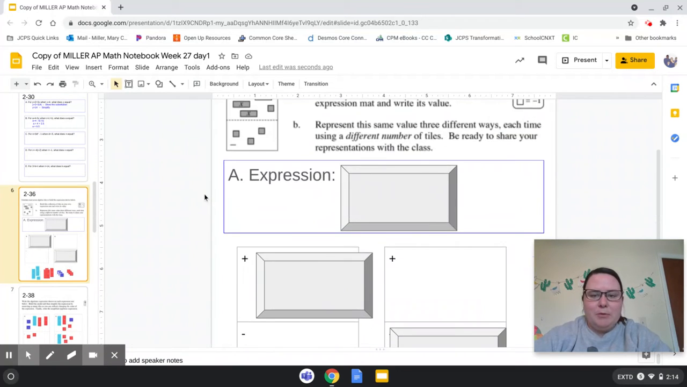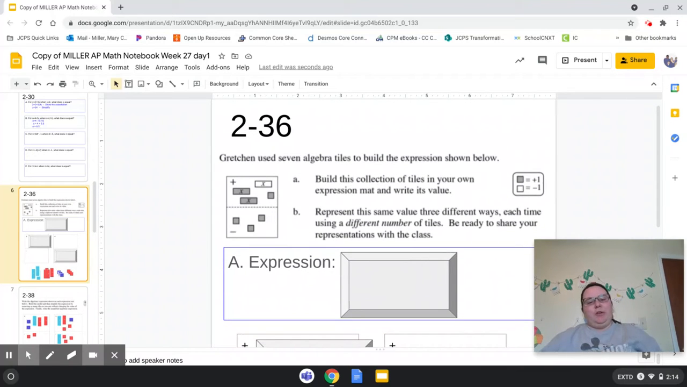Okay, so problem 2-36 is the next problem that we're going to do. And now we're talking about algebra tiles to build various expressions. We've been working on this. This is just kind of a continuation of what's going on here. So in this case, Gretchen used 7 algebra tiles to build this expression. We're not actually going to build this collection. Obviously, it would be much easier if we were in person and we could physically build it, but it is what it is. We're making do here.